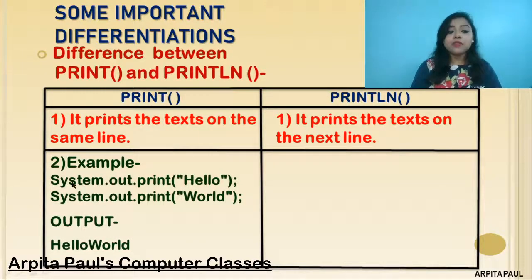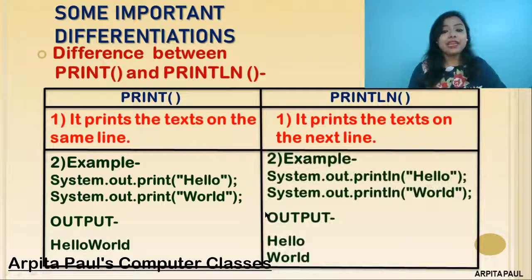See this example, system.out.print within double quotation hello, then system.out.print within double quotation world. So what will be the output for this? Hello world together, there will be no space and no enter in between this hello and world. In case of println, if we provide the same example, system.out.println hello and system.out.println world, then within hello and world there will be one enter. See, in the next line world is printed.